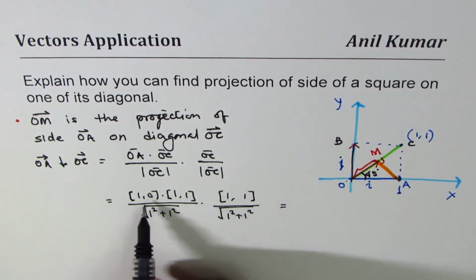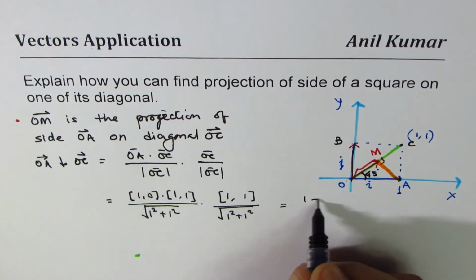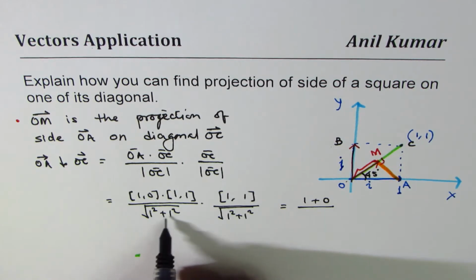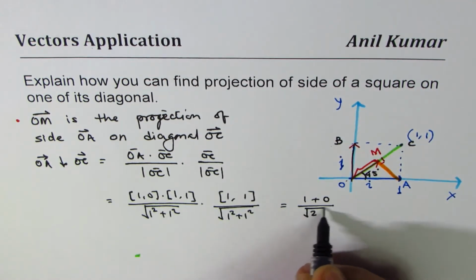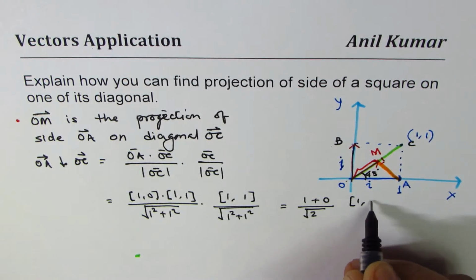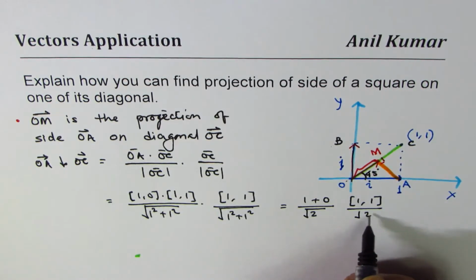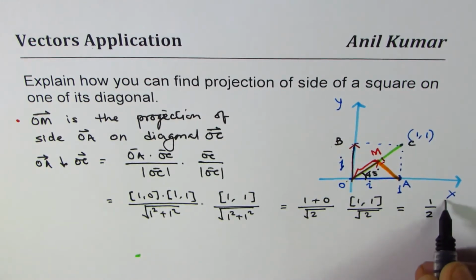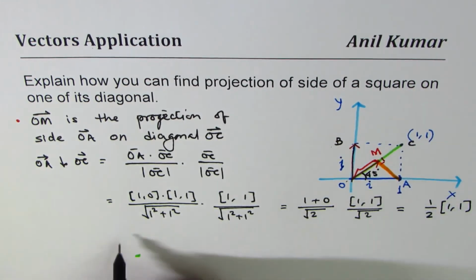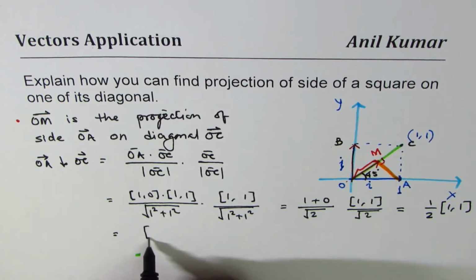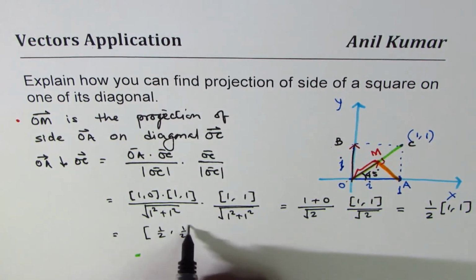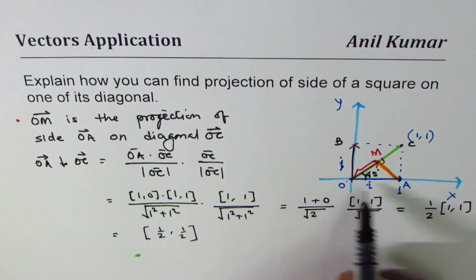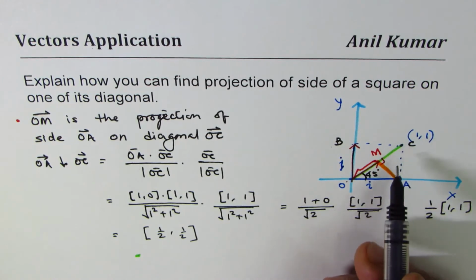And that gives you 1 times 1 as 1 plus 0, divided by 1 square plus 1 square, 1 plus 1 is 2, square root of 2, times the vector 1, 1 over square root of 2, right? And this is equal to 1 over 2 times 1, 1. Or we could write this answer as the vector half, half. Is it okay? So that becomes the projection of OA on OC.